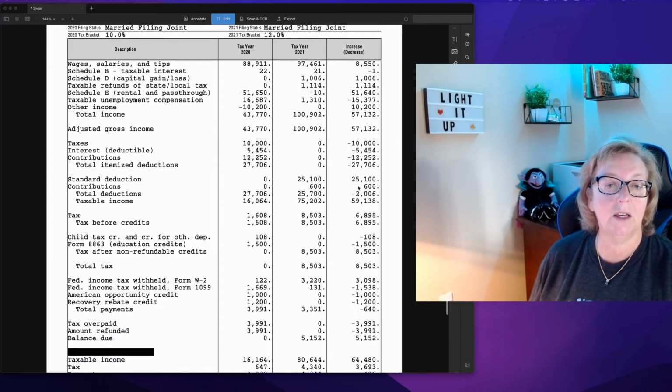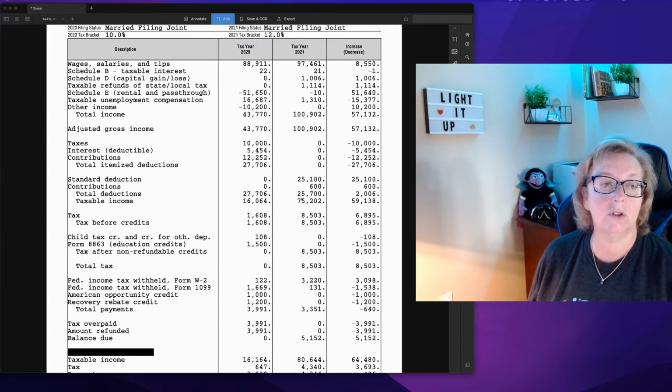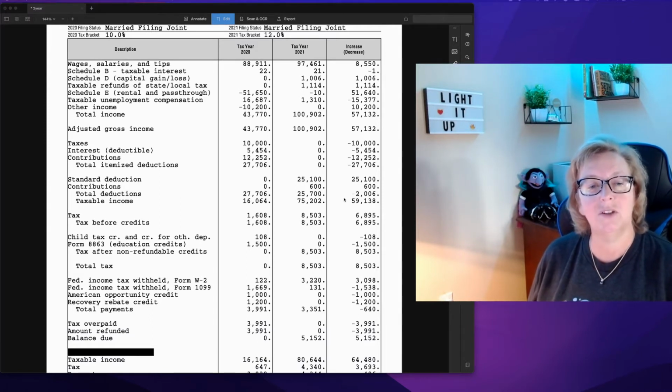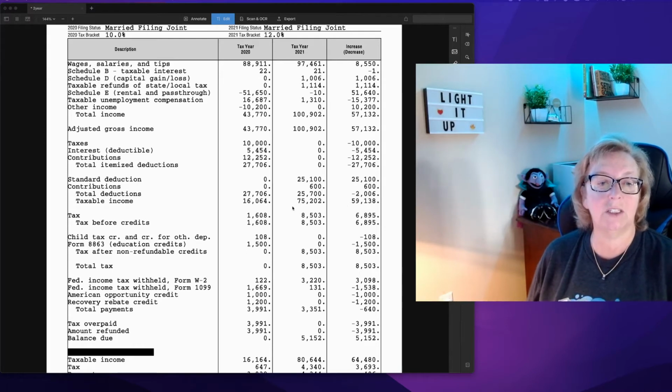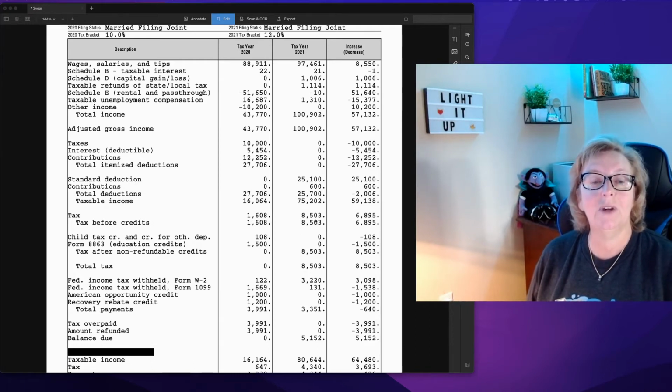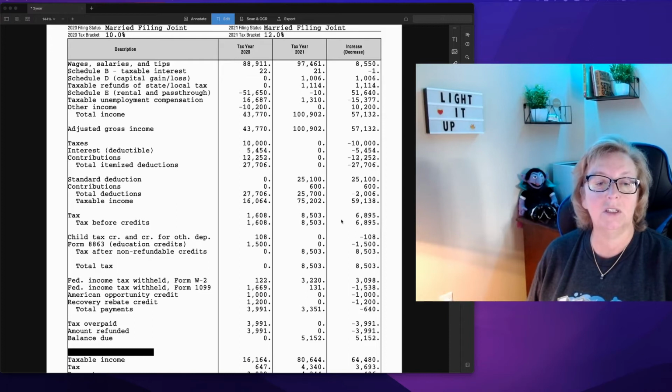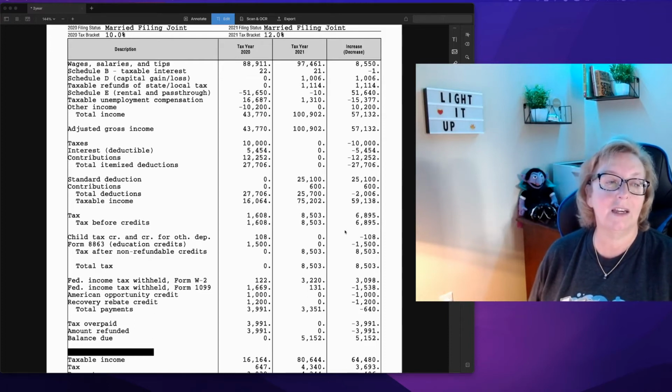When we look down at standard deduction versus their prior year, they had itemized, not a big difference. Still, again, taxable income went from $16,000 to $75,000. So therefore, tax went from $1,600 to $8,500. So a $6,800 increase in taxes.